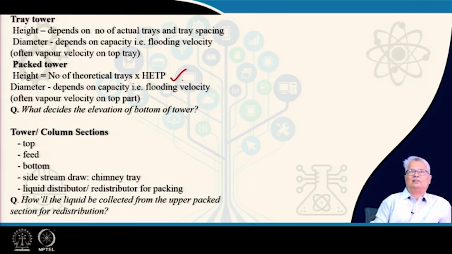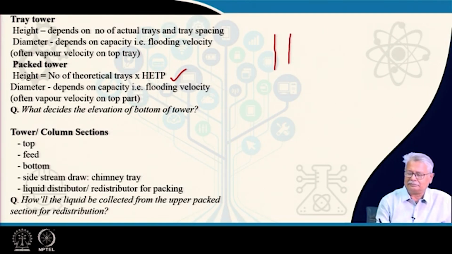Now, I have got a question. You have decided on the tower diameter, you have decided on the tower height. What decides the elevation of the bottom of the tower? The towers are cylindrical circular vessels. Most of the cases they are tall towers. So, what you have is basically a tall tower which is like this, and this is your ground level, where you will be having your pump.